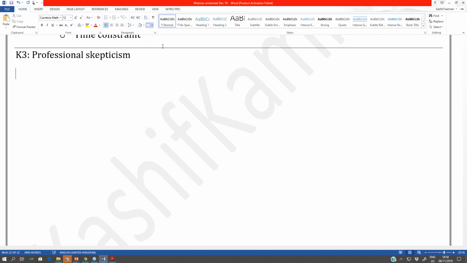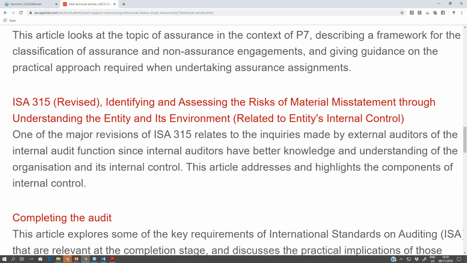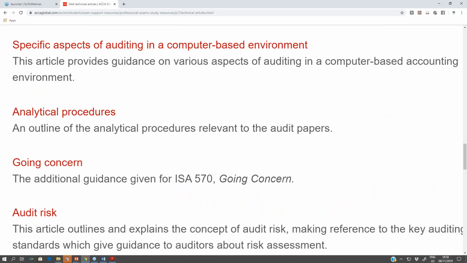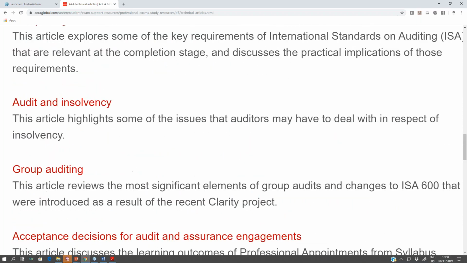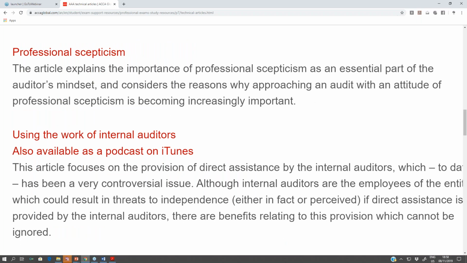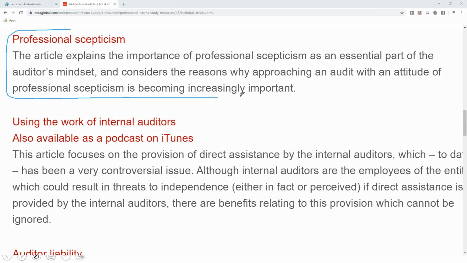Now, the first thing: from where will you take the knowledge? There is an article on professional skepticism. You go to the website again, and on this website you will see the article here, professional skepticism. You need to read this article, right? This is a must-read article, professional skepticism.